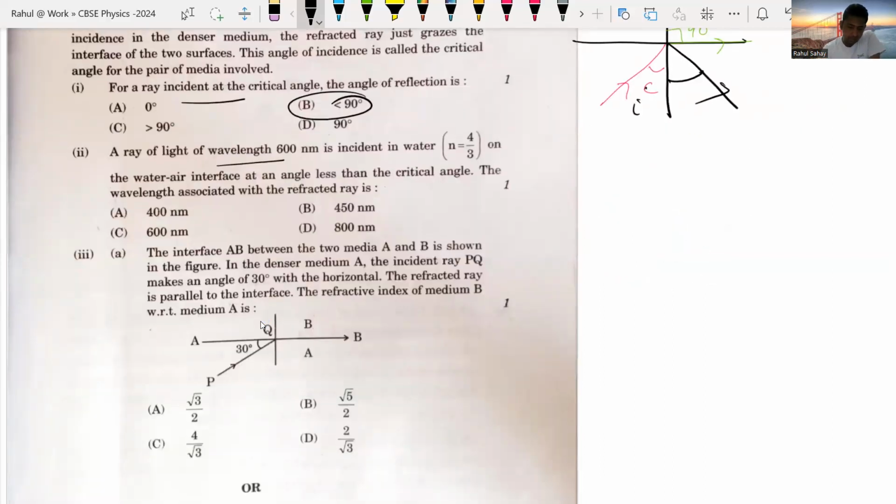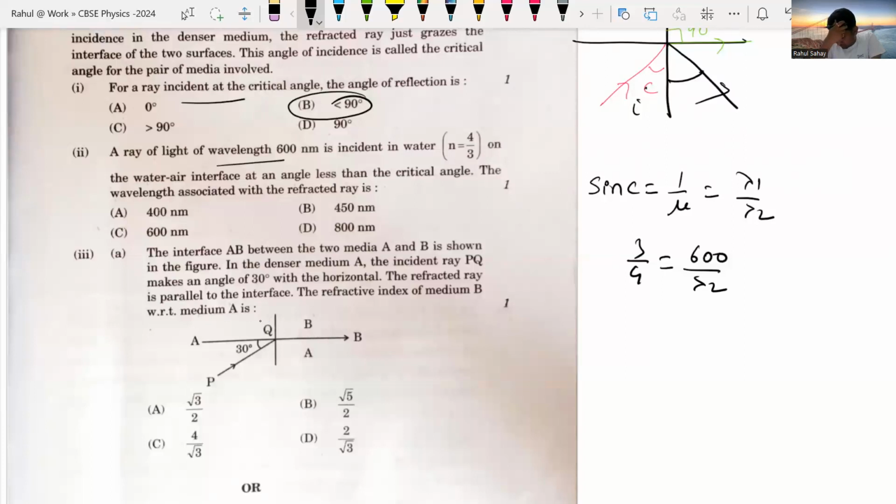The second part: a ray of light of wavelength 600 nanometer is incident in water. Sin C is equal to 1 by mu, which is equal to lambda 1 by lambda 2. So 1 by mu is what? 3 by 4. Lambda 1 is 600 by lambda 2. So that is how much you get.